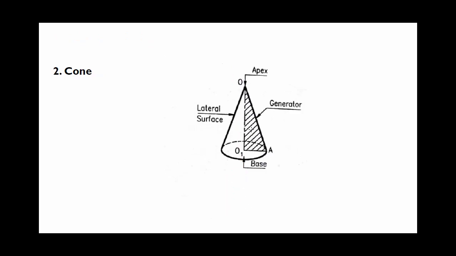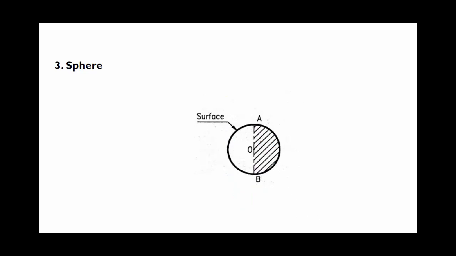Next is the cone. Here if a right angle triangle is rotated at 360 degrees about this axis, we will get a cone. Similarly, in a cone the base will be a circle, and here there will be an apex point. From this direction the front view we will get is a triangle and the top view we will get is a circle. Last is a sphere. If a semicircle is revolved at 360 degrees about this axis, we will get a sphere. So here we conclude the projection of solids. Next we will solve various problems on projection of solids.